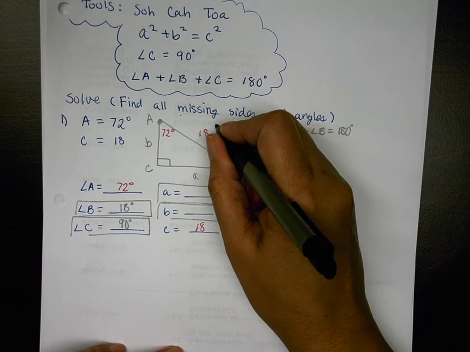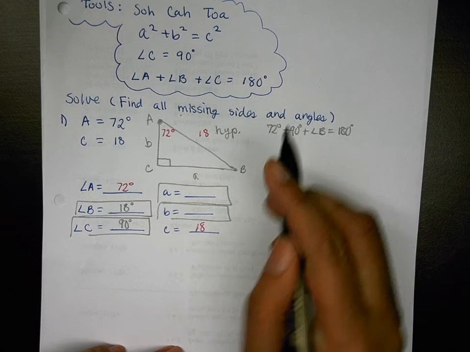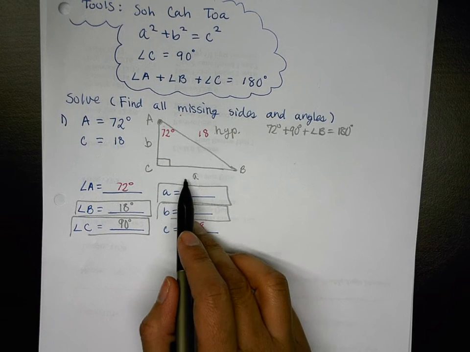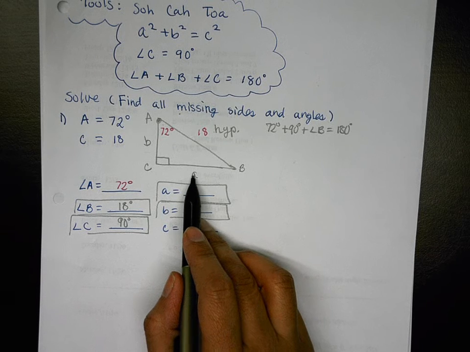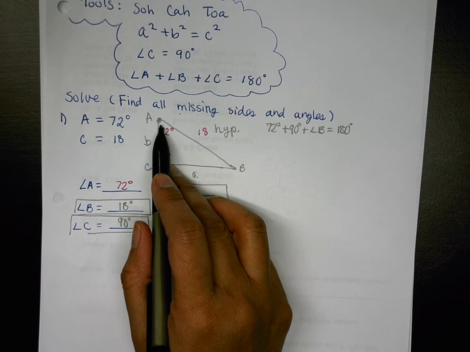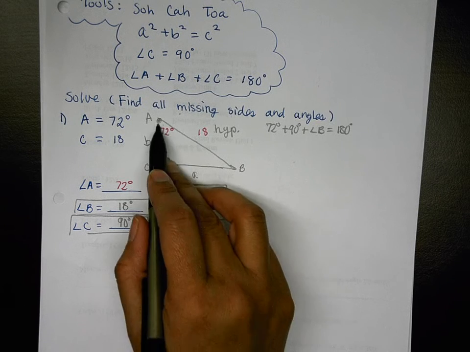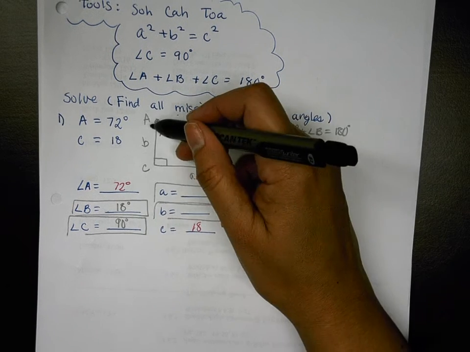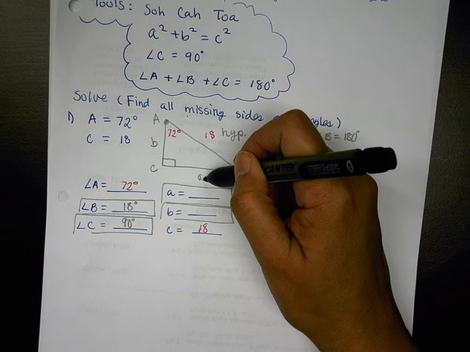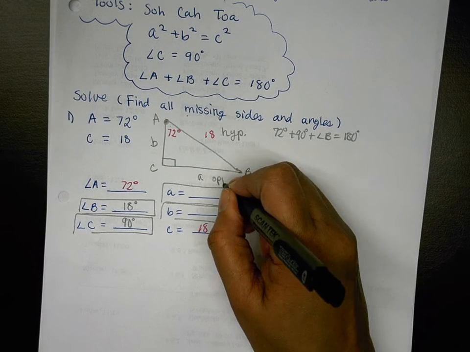Hypotenuse. Doesn't matter where I'm sitting, 18 is the hypotenuse. Okay, what is side A in reference to angle A? Opposite or adjacent? Opposite. Do you guys agree it's opposite? Yes or no? Now what about B?